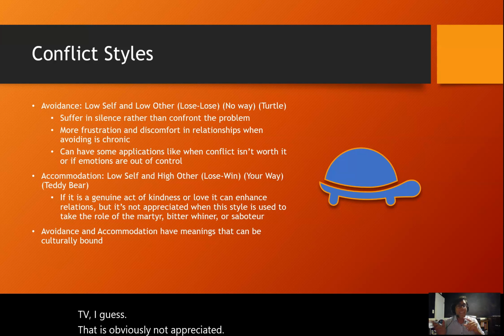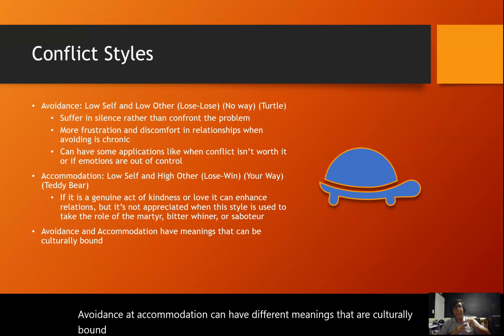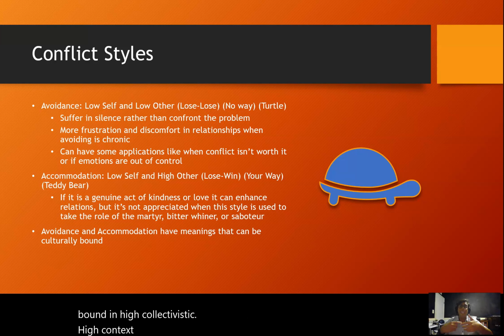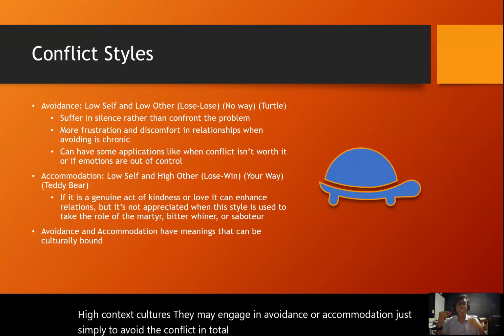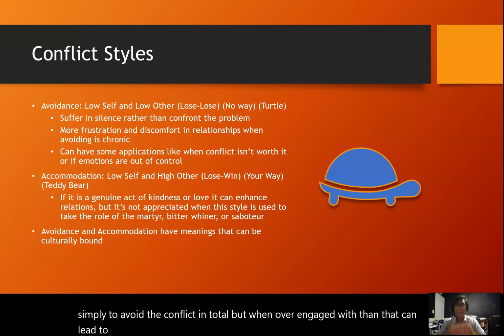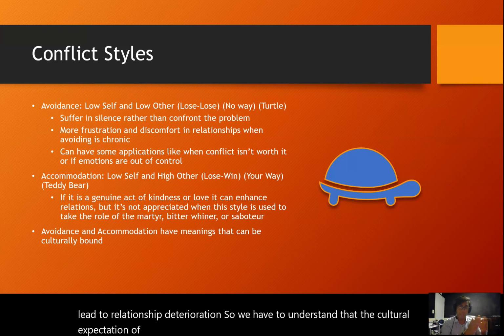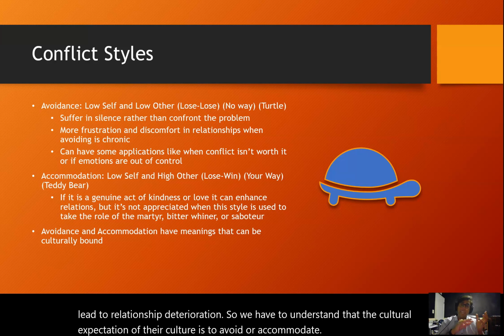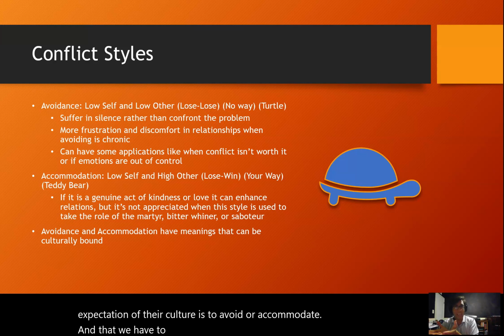Avoidance and accommodation can have different meanings that are culturally bound. In collectivistic high context cultures, they may engage in avoidance or accommodation just simply to avoid the conflict in total. But when over engaged with, then that can lead to relationship deterioration. So we have to understand that the cultural expectation of their culture is to avoid or accommodate, and that we have to find ways to make them win as well so that we can preserve the relationship.